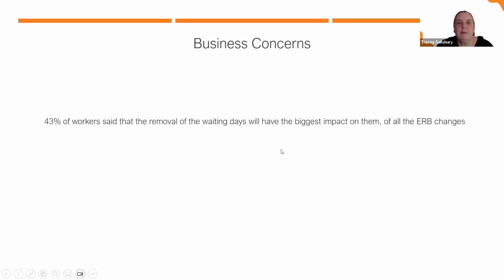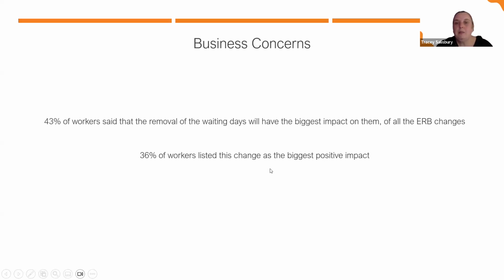And then just looking at some of the stats around this. So 43% of workers have said that the removal of the waiting days will have the biggest impact on them out of all of the Employment Rights Bill changes. Now, when you think of all the things that are coming in around increases to pay, increases to family leave, the short service protection, nearly half of people think that this is going to be the biggest impact for them personally.